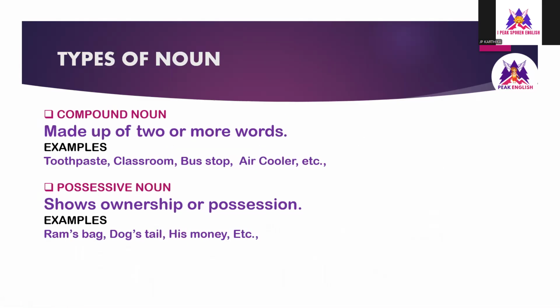So today we have learned the types of nouns. Just a quick recap: noun means naming words, name of a person, a place, a thing, an animal, a bird. Naming words are called nouns. And we have different types of nouns: proper noun, common noun, collective noun, abstract noun, concrete noun, countable noun, uncountable noun, compound noun, material noun, possessive noun. These are the types of nouns. Hope you understand this concept.